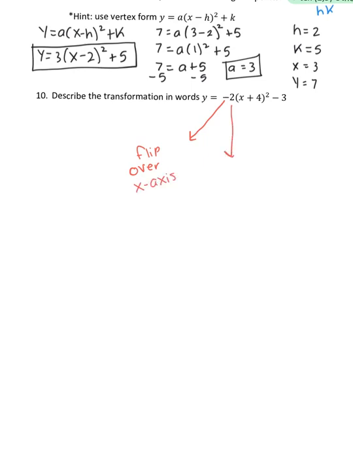The 2 that's in the front here, this is your a value. If your a value is larger than 1, so it's either a whole number or a fraction where the top number is bigger than the bottom number, the majority of the time it'll just be a whole number bigger than 1, that means that you have a vertical stretch.